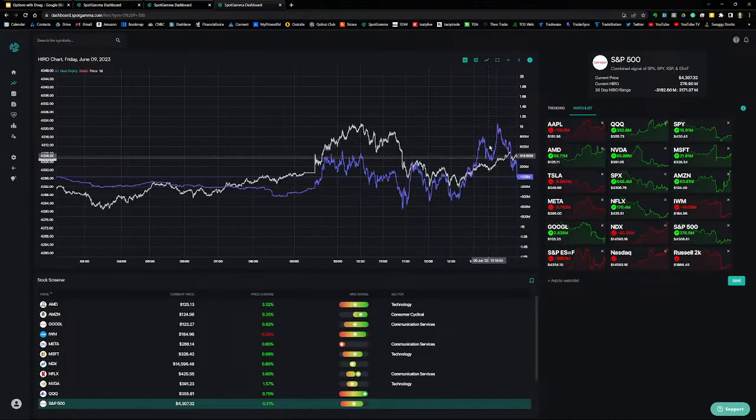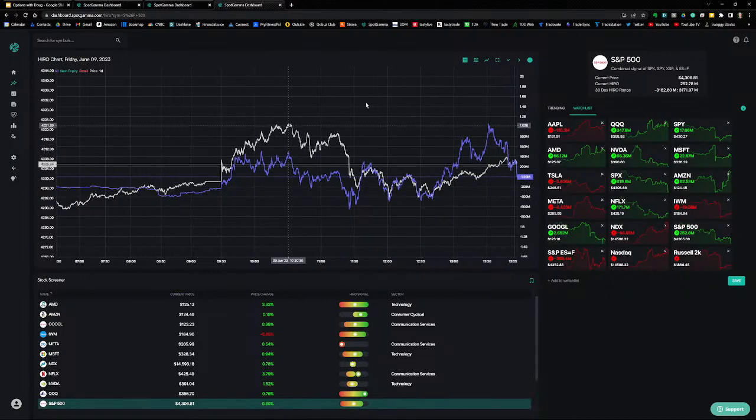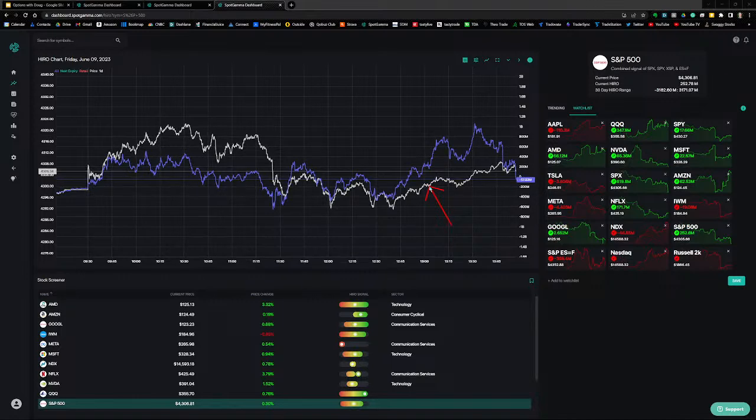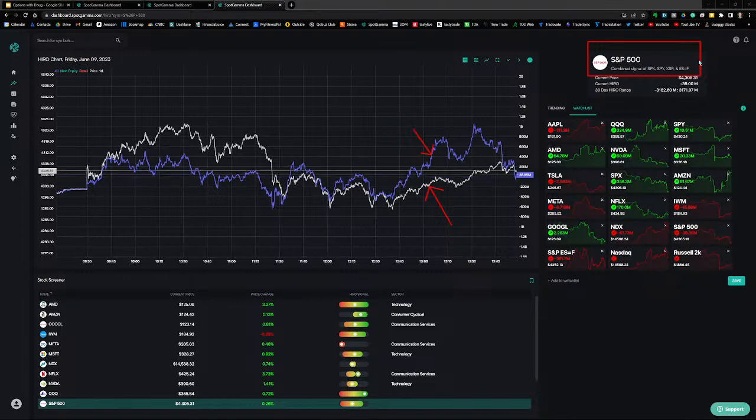I'm going to start with the S&P 500. This is the Spotgamma Hero indicator. What this is showing is price for SPX here and market maker hedging flow, hedging pressure for the combined signal for the S&P 500: SPX, SPY, XSP, and ES. So this is showing options trades for all those instruments and market maker hedging activity, hedging flow into one combined signal for the S&P 500.